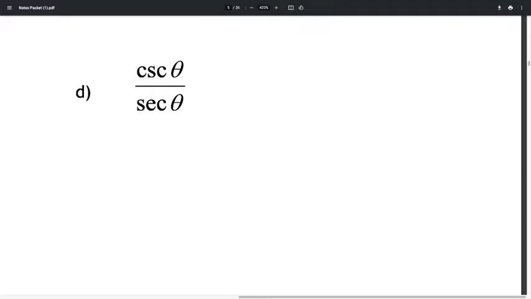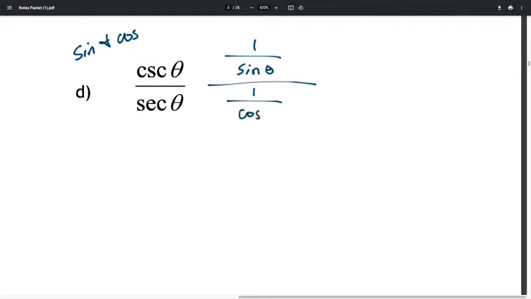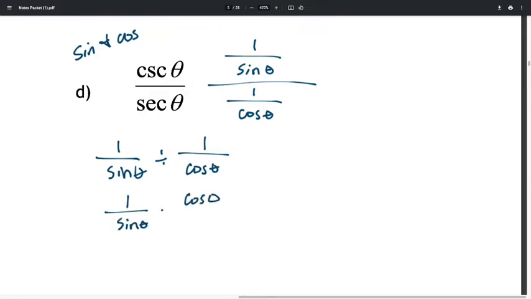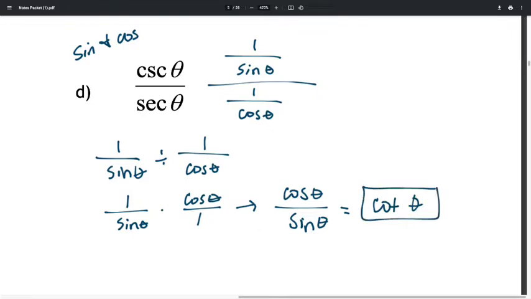Okay, on this one, I'm going to change these to what they are in terms of sine and cosine. So cosecant is the same thing as 1 over sine, and secant is the same thing as 1 over cosine. So that would be 1 over sine theta divided by 1 over cosine theta, which is the same thing as saying 1 over sine theta times cosine theta over 1, using your keep, change, flip thing. So that becomes, when I multiply straight across, cosine theta over sine theta, which is the same thing as cotangent theta. And now you've simplified it to one trig term.